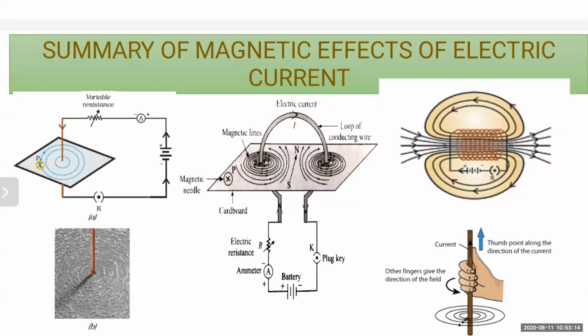Now look at the direction of the magnetic field, that is anti-clockwise, right? Means when current passes from bottom to top, the direction of the magnetic field is anti-clockwise.